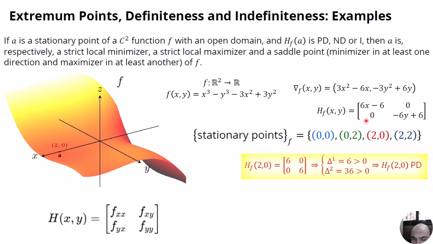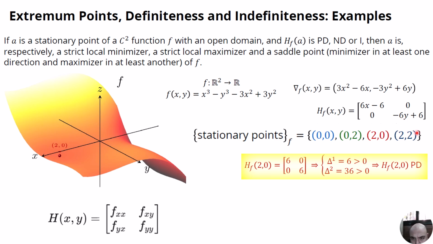If we want to get the Hessian matrix at 2 and 0, all I have to do is substitute in the Hessian matrix. So 6 times 2 is going to be 12. 12 minus 6 will develop 6. Same way for the second row. Negative 6 times 2, which is negative 12, plus 6 is going to be negative 6.